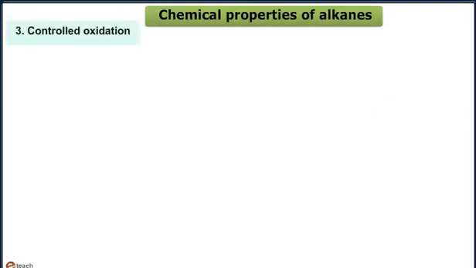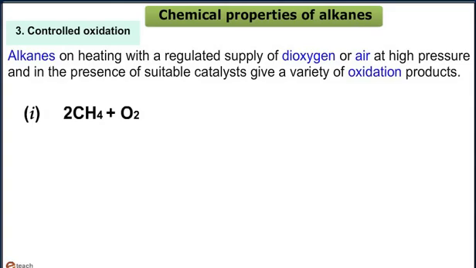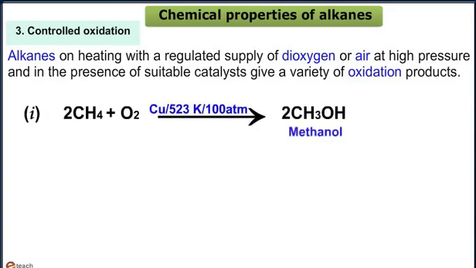The third reaction is controlled oxidation. Alkanes on heating with a regulated supply of dioxygen or air at high pressure and in the presence of suitable catalyst give a variety of oxidation products. Consider the reaction 2CH4 plus O2 in presence of Cu at 523 Kelvin and 100 atm pressure gives 2CH3OH, that is methanol.